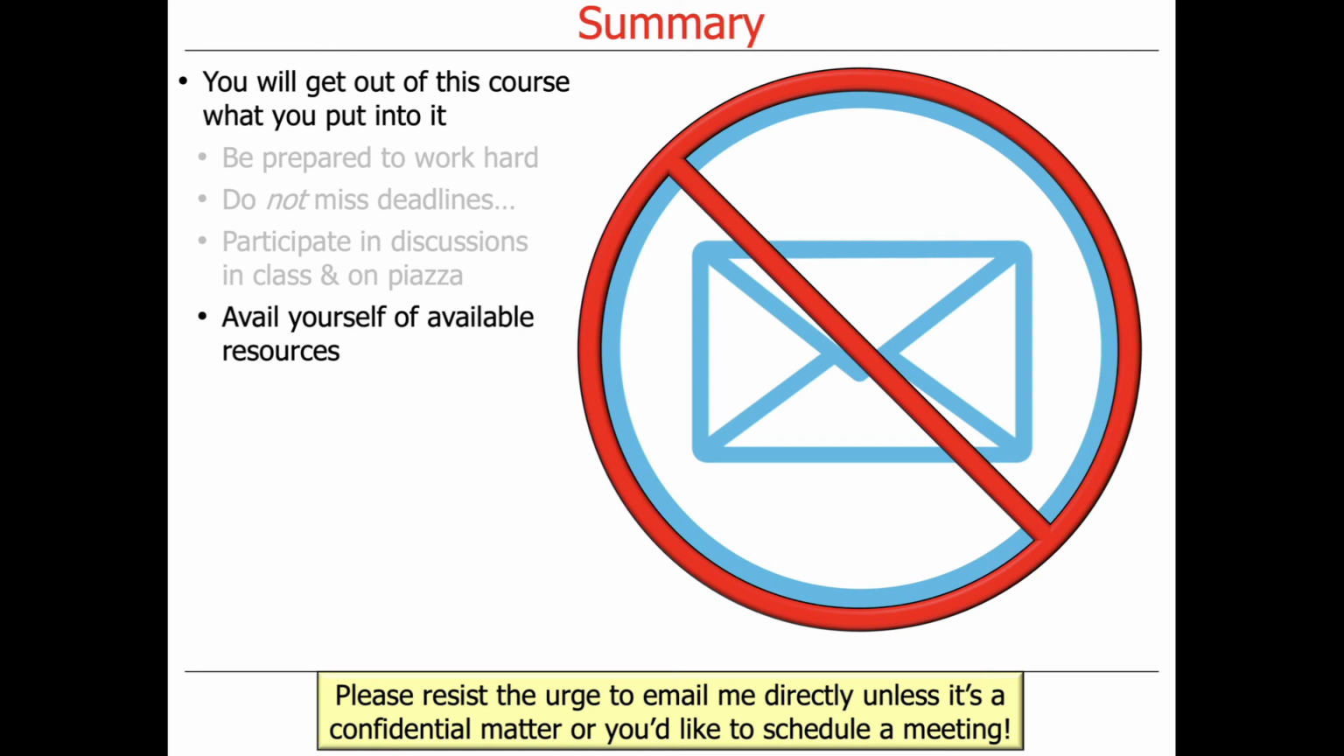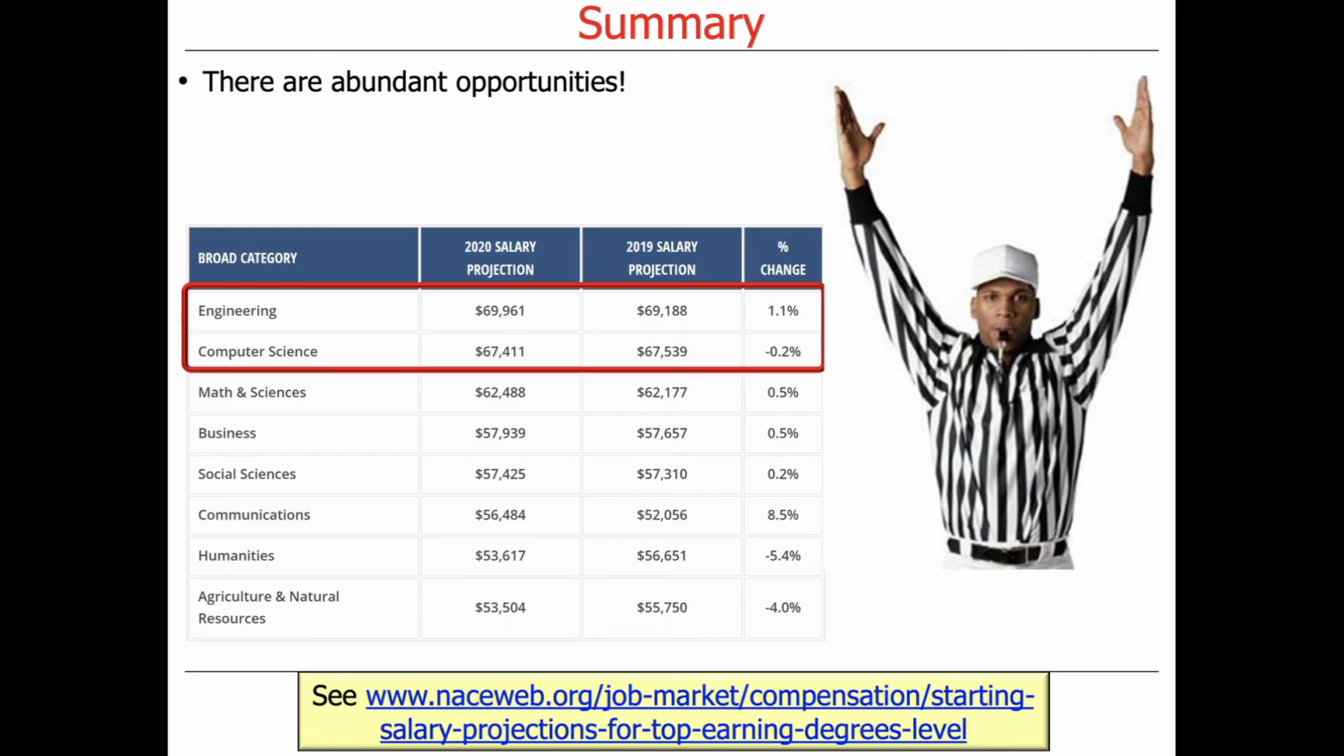Please try to resist the urge to email me directly unless it's confidential. And even then, it's probably going to be more easy if you post it as a private message in Piazza, just so that way I know where to look. I get a lot of email, and I don't want to lose stuff. Whereas Piazza is good about noting when something has been posted without me responding to it, so it's easy to tell when there are questions.